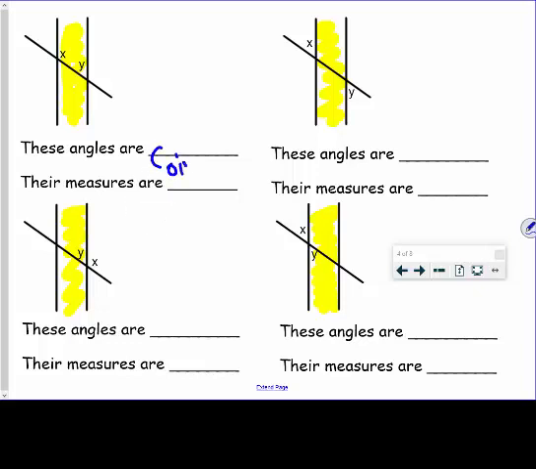Co. Wait. Alright, I got this. The air made it better. Co-interior. There we go. What do we know about co-interior angles? They're also done the same side. Supplementary. If you wrote same side interior or consecutive, you're also right. And what do we know about them? Supplementary.